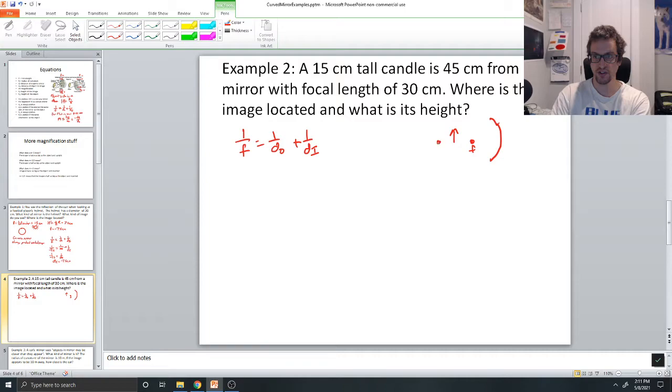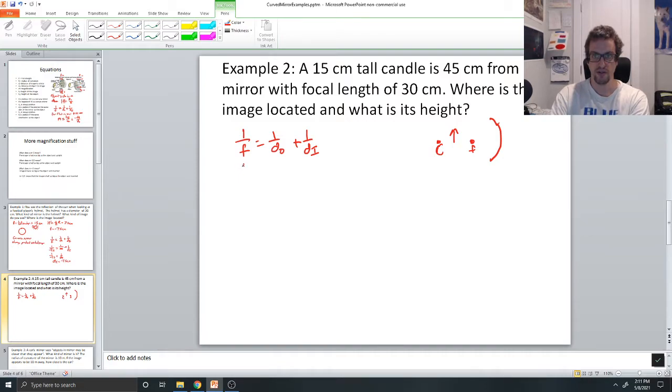And the center of curvature is here. We know the answer should be, from our ray diagrams, somewhere like that. The image is out here. So just be aware, we should expect the image to be further away, bigger, and inverted. But let's see if the math matches that.